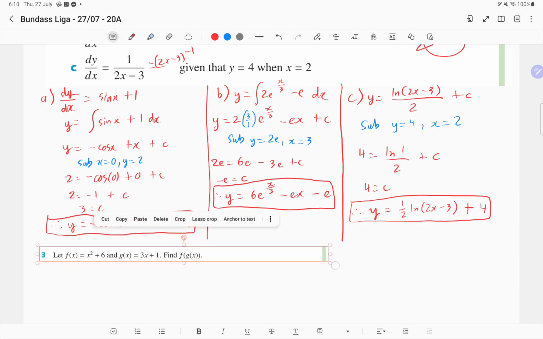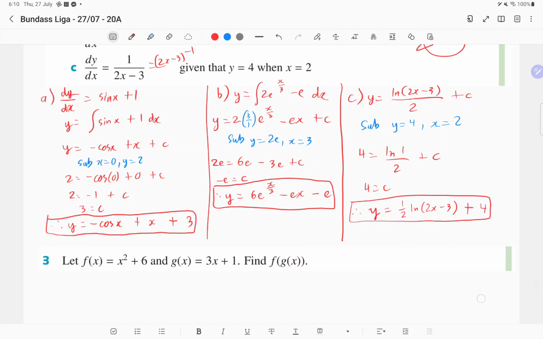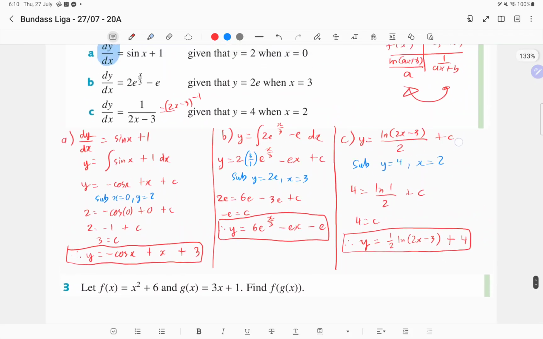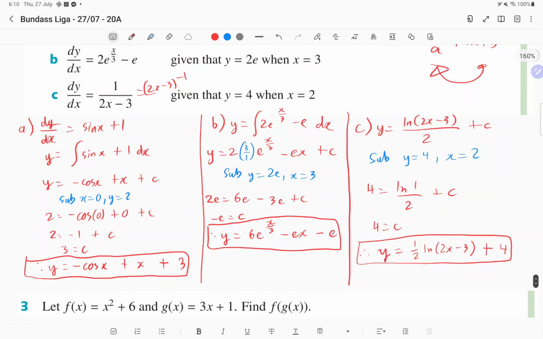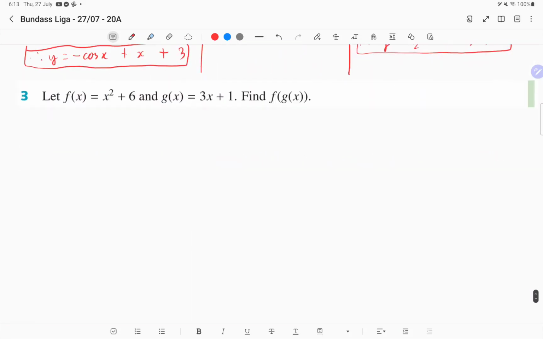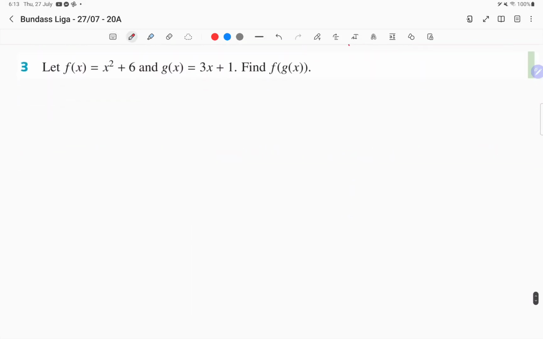So for whoever has finished up to question 2C, just try question 3 here. Okay, no hint for question 3, you just gotta be able to do it. Question 3 is really short. If I have to write out the answer, it's really, really short.